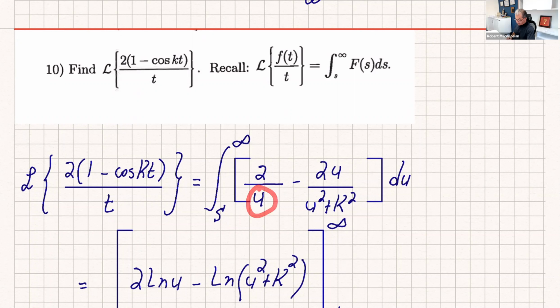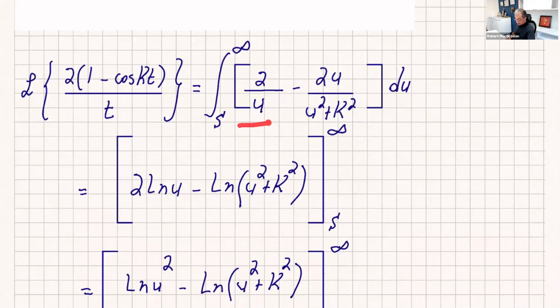Take a dummy variable here. So what you need to do is find F of s, going the integral from s to infinity. So you're going to get 2 over u. And again, for cosine kt over t, you get u over u squared plus k squared. Take the integral, that's going to be 2 ln u minus 1/2 ln u squared plus k squared. So that's just du over u.